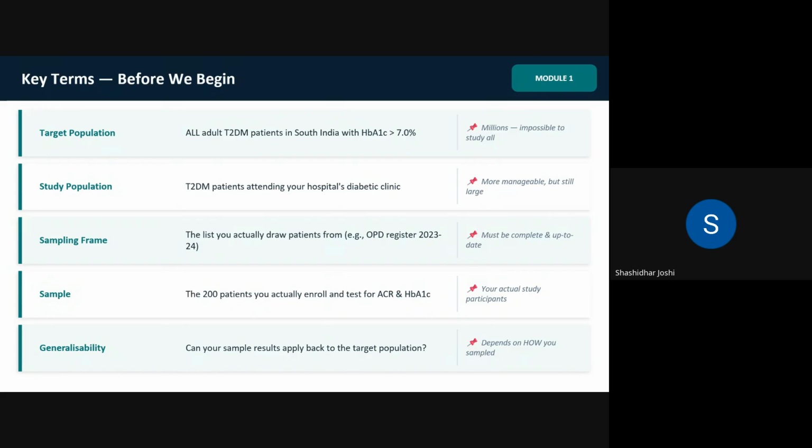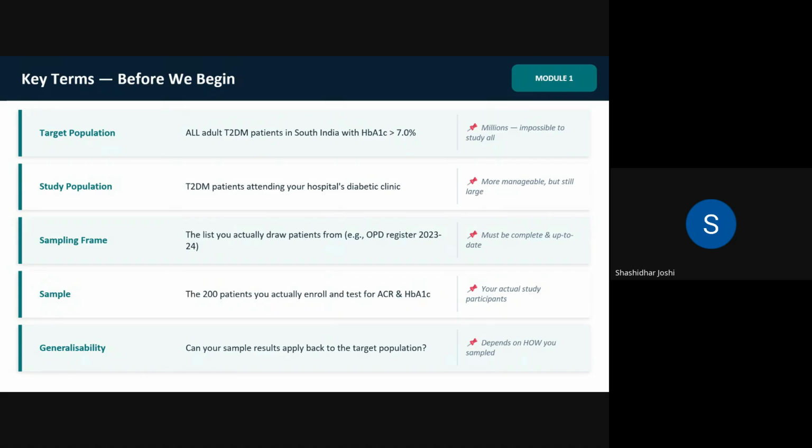So that will be an appropriate way of selecting a sample from the entire population. Typically, all your OPD registers, if I understand correctly based on my medical background, are very complete and up to date. So you can use that as a source of information for creating the sampling frame, right?